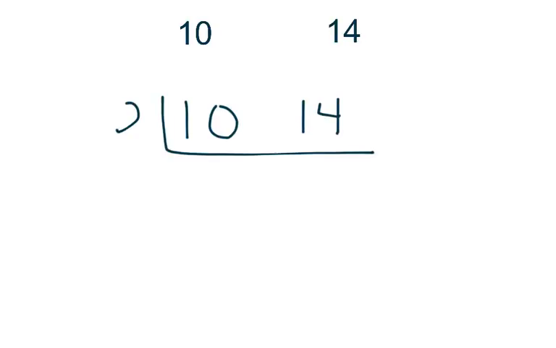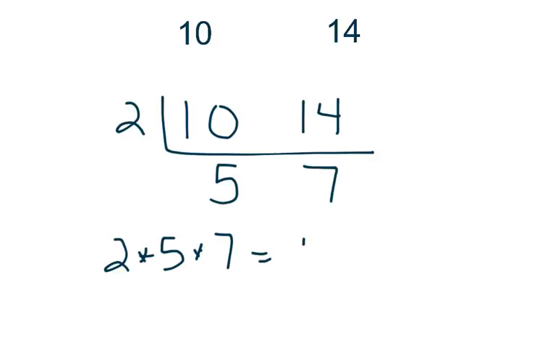How about 10 and 14? Again, I'm going to set up my ladder. Both even numbers. Let's try dividing by 2. I don't have any other factors that will go into 5 and 7. I'm going to do 2 times 5 times 7. 70 is my least common multiple.